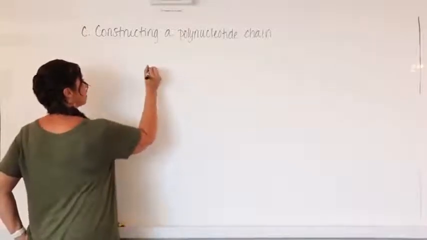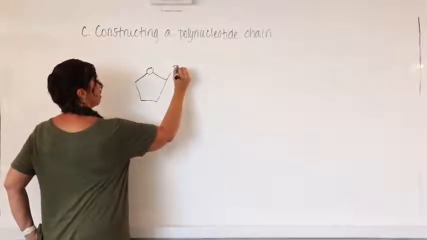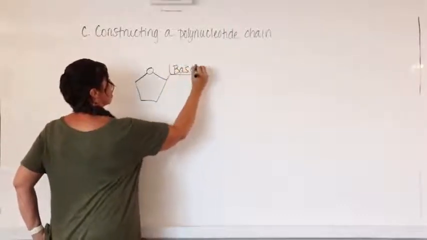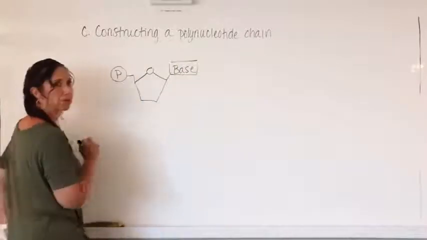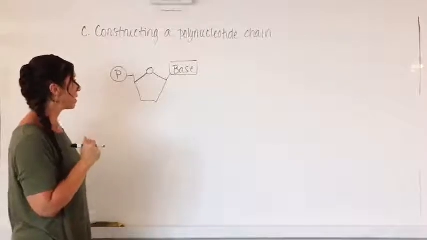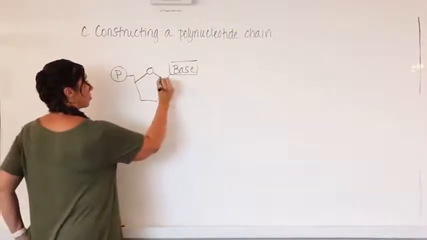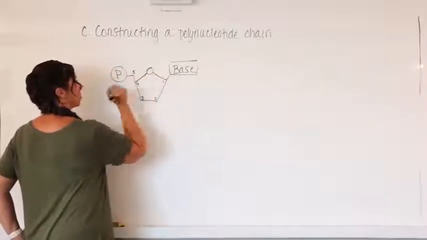We'll just do a basic structure here. You got your base, and you got your phosphate group over here. We're keeping it very simple. I'm not showing you all the functional groups and how they interact this time around. But what I do want you to know is the numbering here. So I have 1, 2, 3, 4, 5.